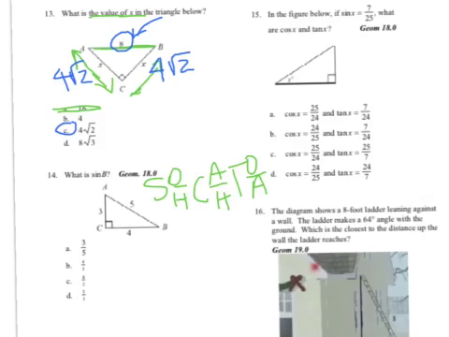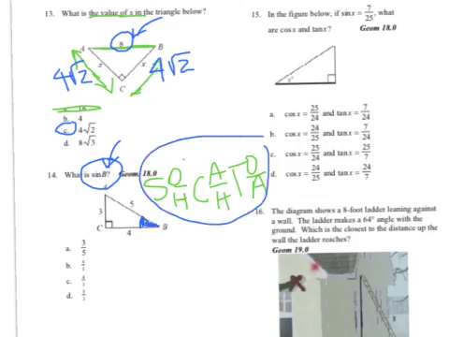In question number 14, they're asking us to find the sine of B. First of all, it's important that we look at angle B, that's right here, and they want the sine, so I wrote SOHCAHTOA again. Sine is always the opposite side of the angle over the hypotenuse. Opposite would be a 3, and the hypotenuse is a 5, so it's just 3 over 5, which is choice A.